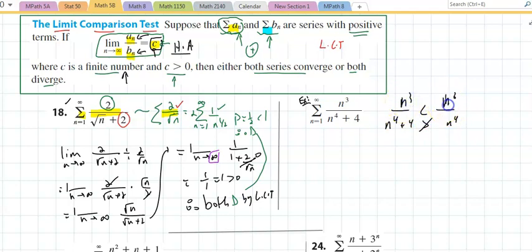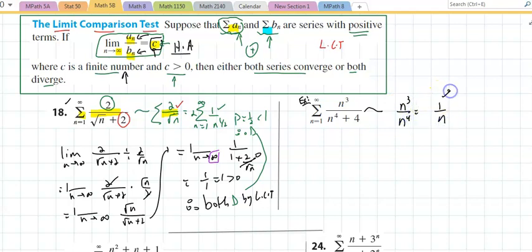n cubed, n cubed. This is 1 over n. But I know this diverges, and isn't that bigger? So no need to waste my time and do all of that work and then say, you know what, it didn't work. Instead, I have an easy way of eliminating the numbers. The top is dominated by n cubed. The denominator is dominated by n to the fourth. This is 1 over n.